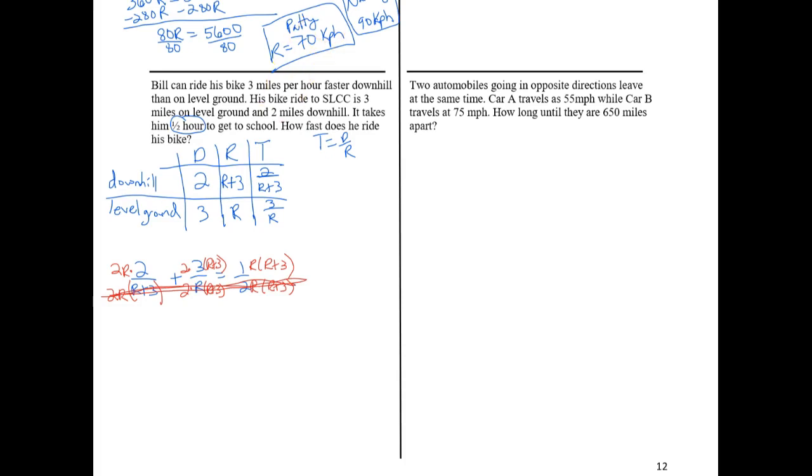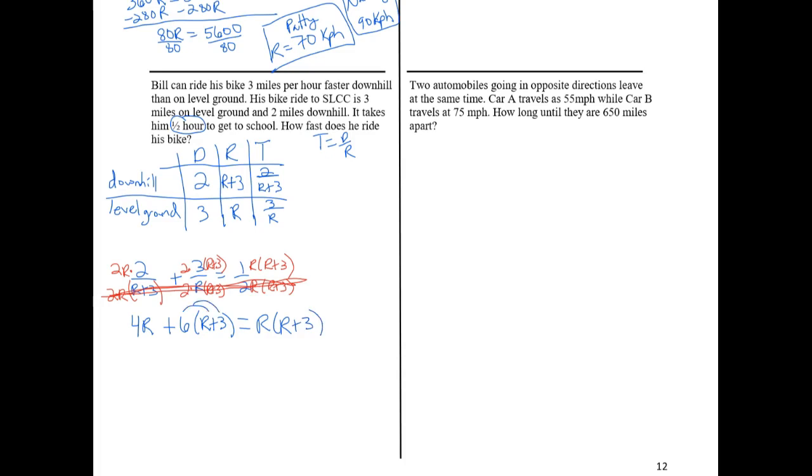The only thing I'm left with is the numerator. So now I have 2r times 2 is 4r, plus 2 times 3 is 6, times that r plus 3, which I'll distribute in a moment, and then 1 times r is r, times that r plus 3, and again I'll distribute in a moment.